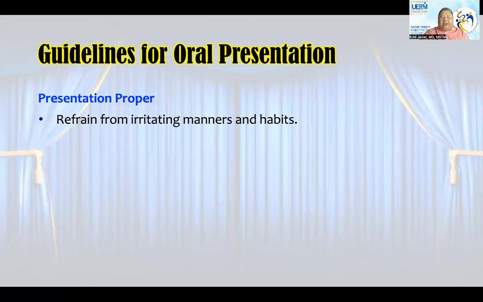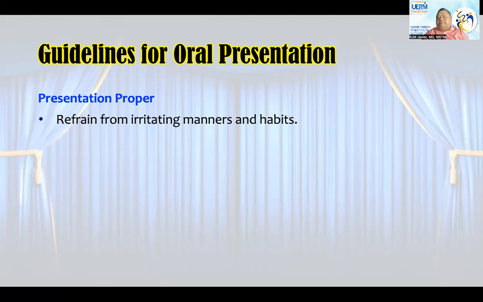Now, refrain from irritating manners or habits. Unless you're suffering, let's say, from Tourette's syndrome, wherein you don't have the ability to control the tics and the mannerisms, as much as possible, try to present your research in a very composed manner. Minimize the unnecessary gestures.